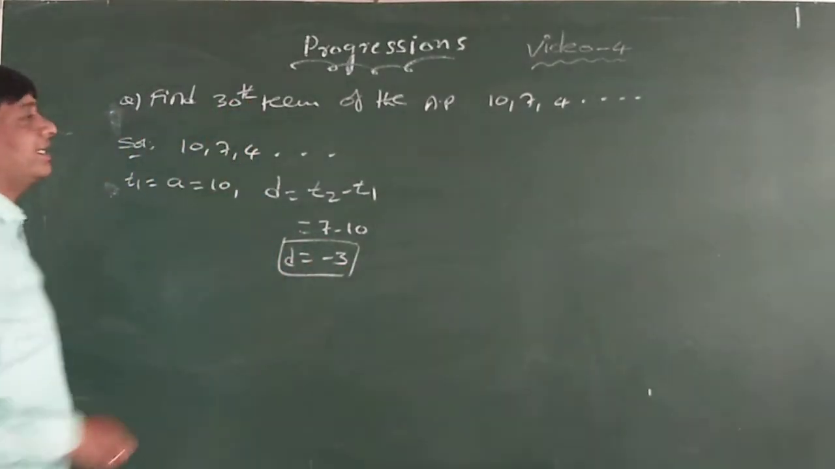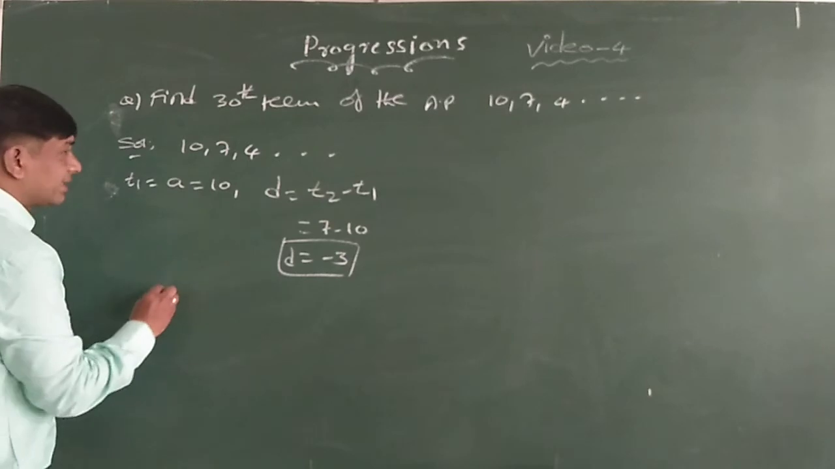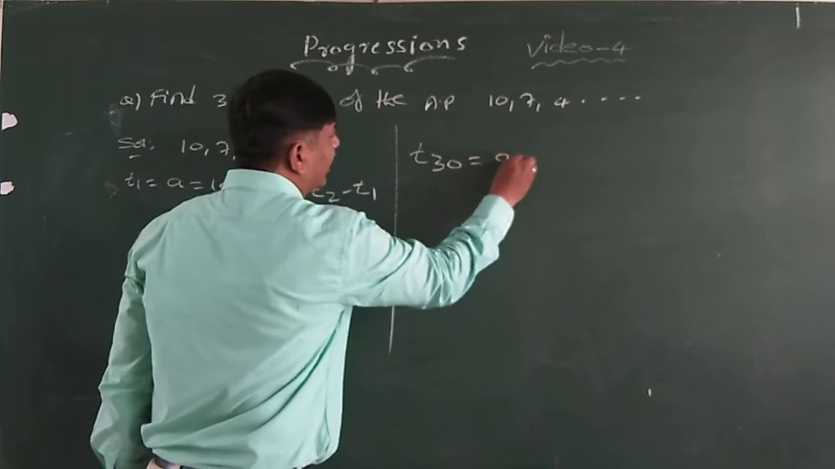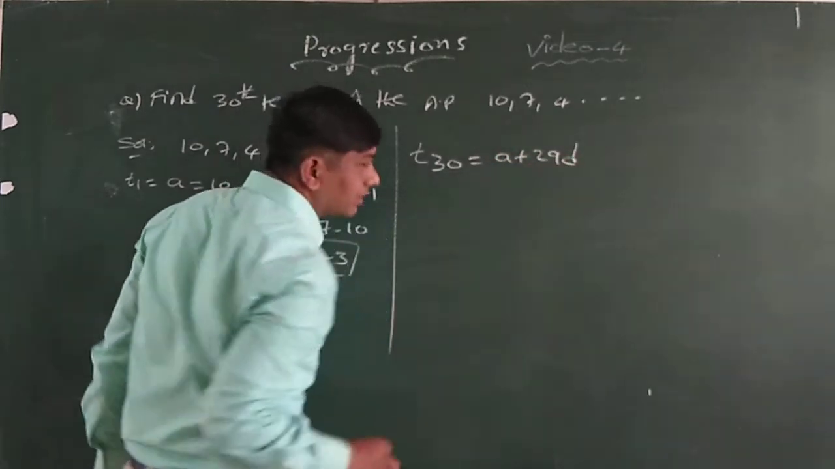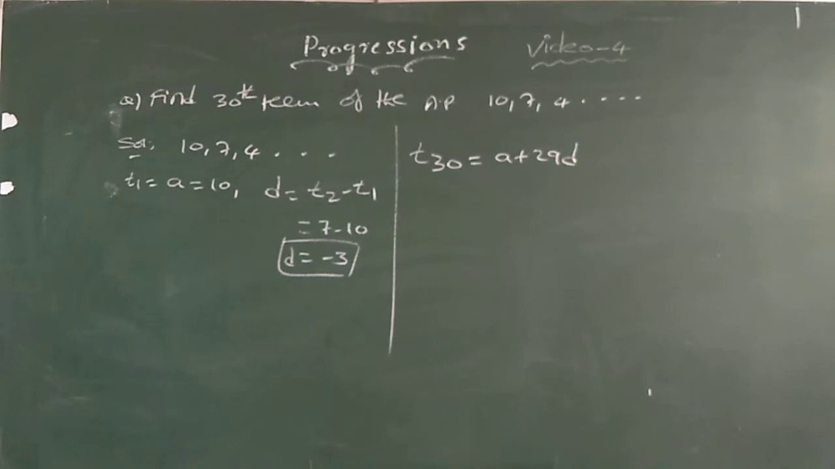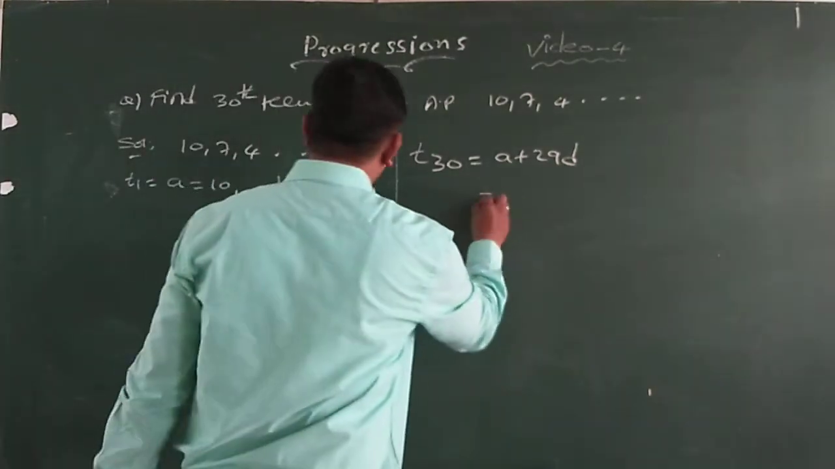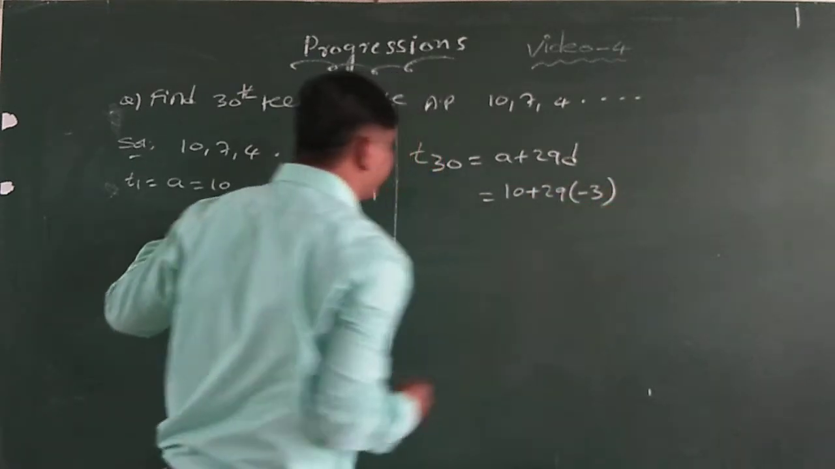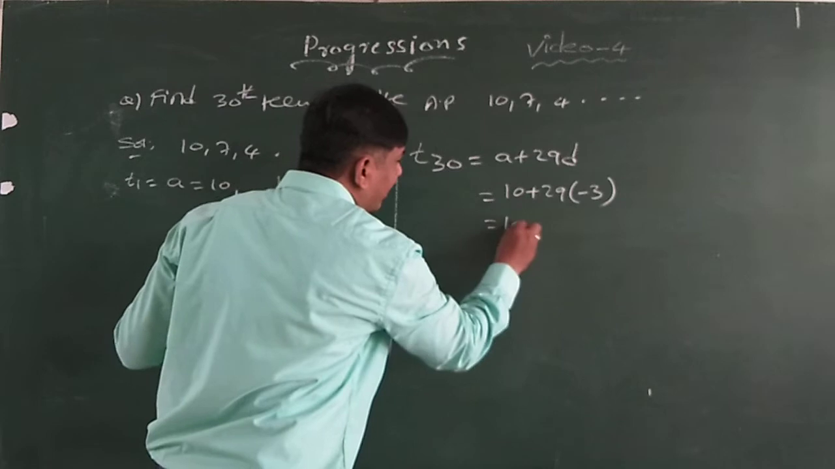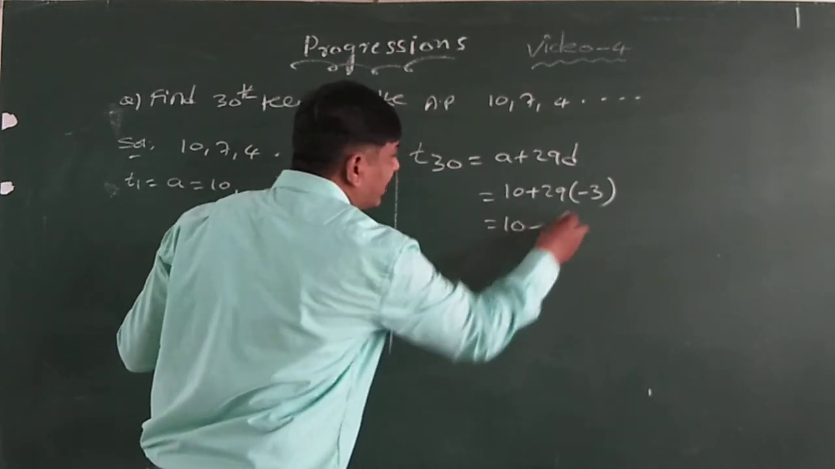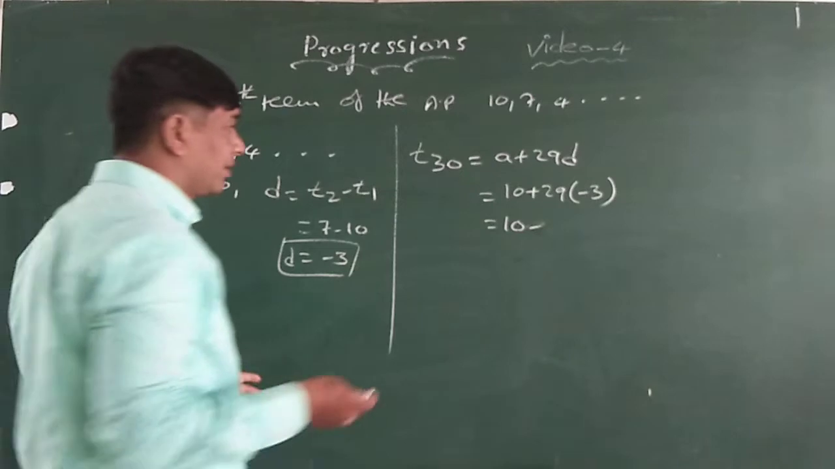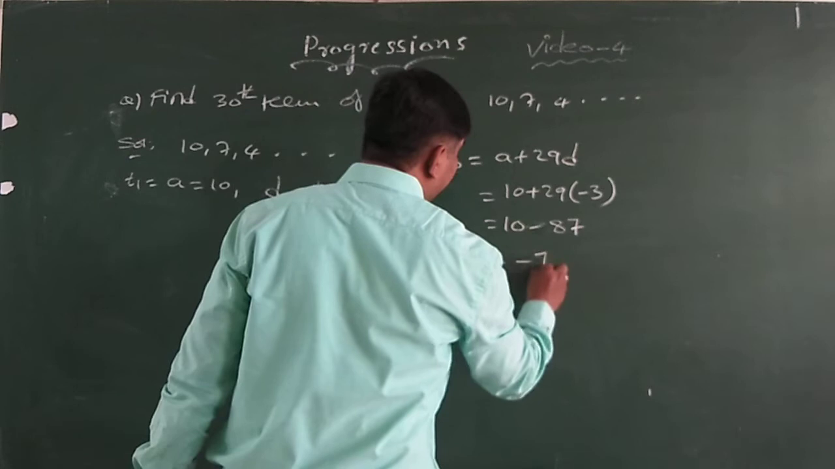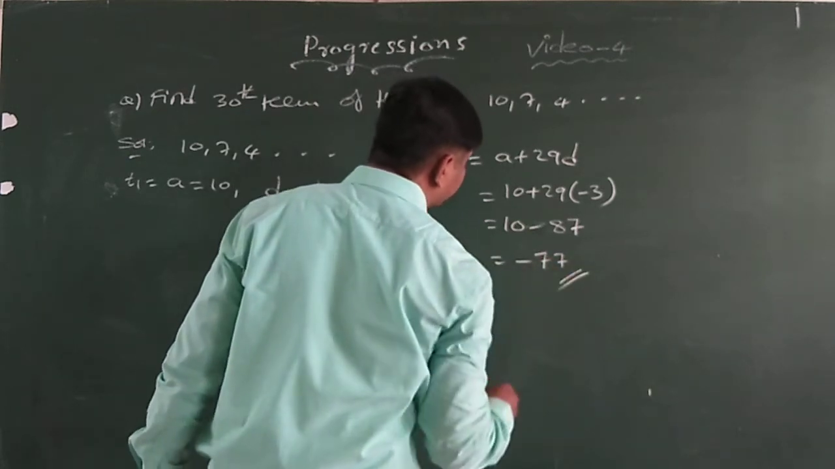Now what do they ask here? The 30th term. T30 is equal to A plus 29D. What is A here? 10 plus 29 into the D value minus 3. Now simplify it. 10 plus 29 into minus 3 is minus 87. That is equal to 10 minus 87, which is minus 77.